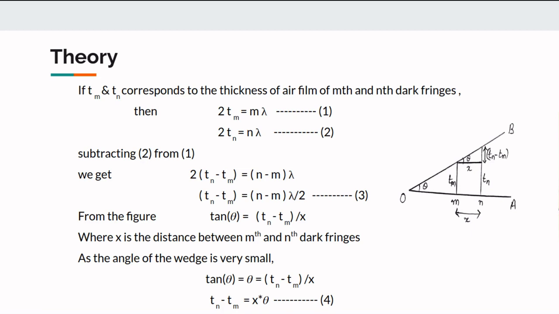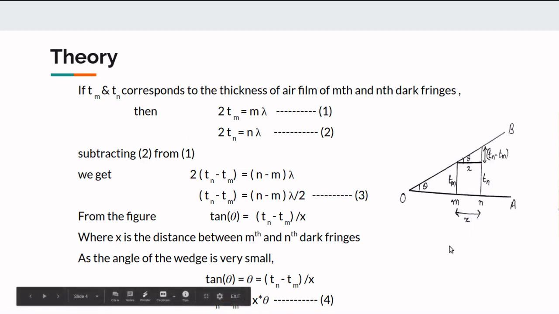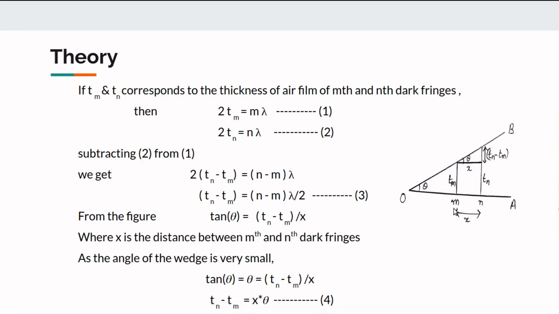Next topic, we derive the formula for fringe width. We know that fringe width is nothing but the distance between two successive bright or dark bands. For this purpose, we consider this figure. This is the wedge shaped film formed in between the two glass plates OA and OB. For example, if m and n are the numbers of the rings corresponding to the thicknesses Tm and Tn, then this is Tm. Here the mth fringe is formed and this is the thickness Tn. Here the nth fringe is formed.